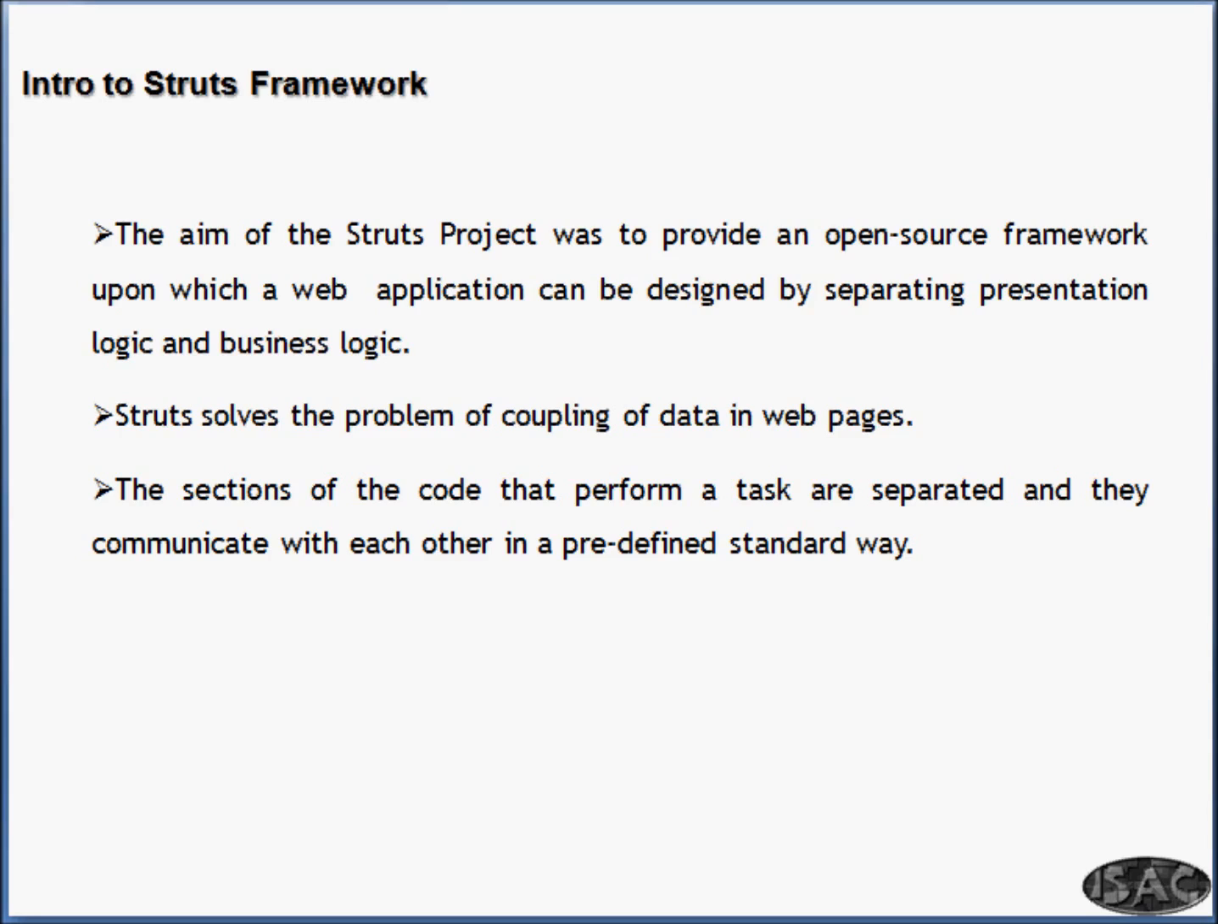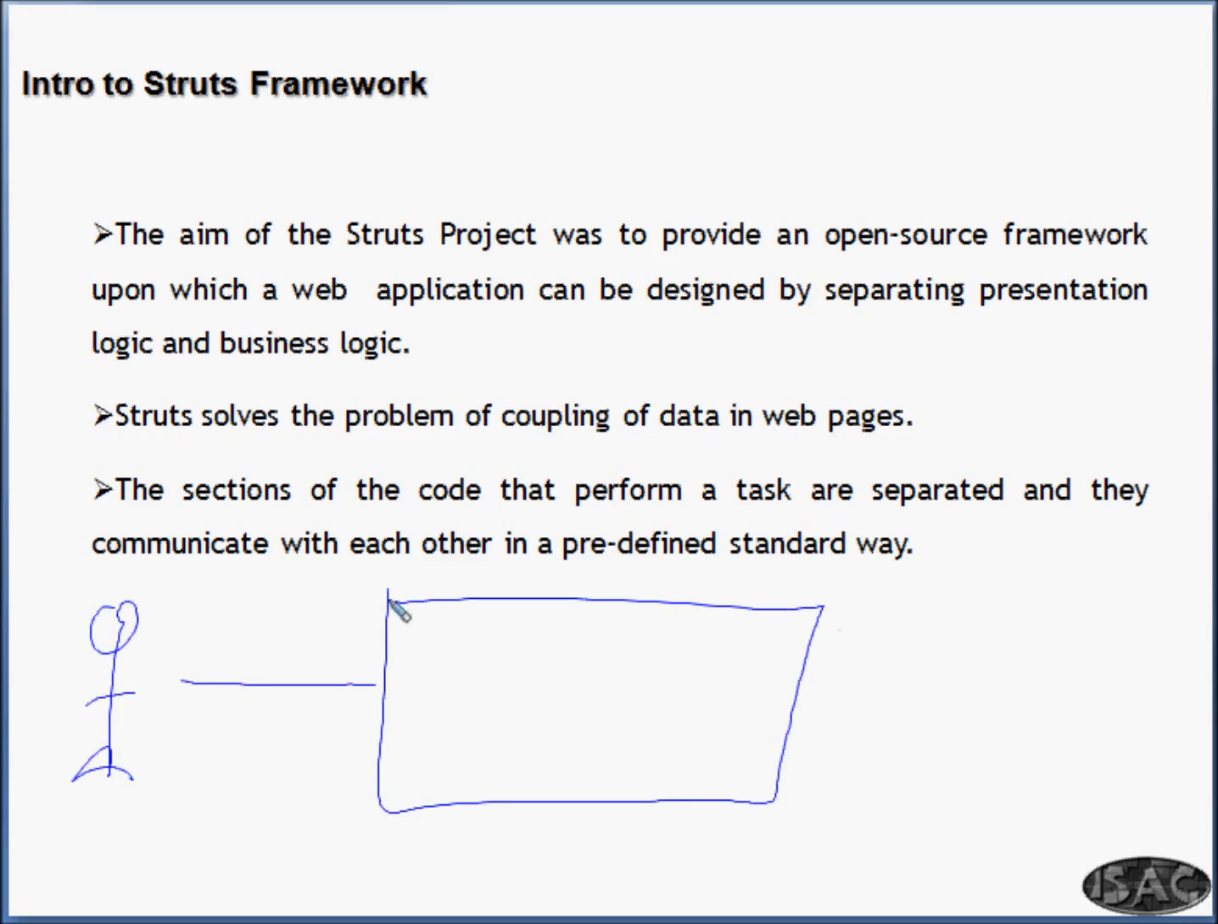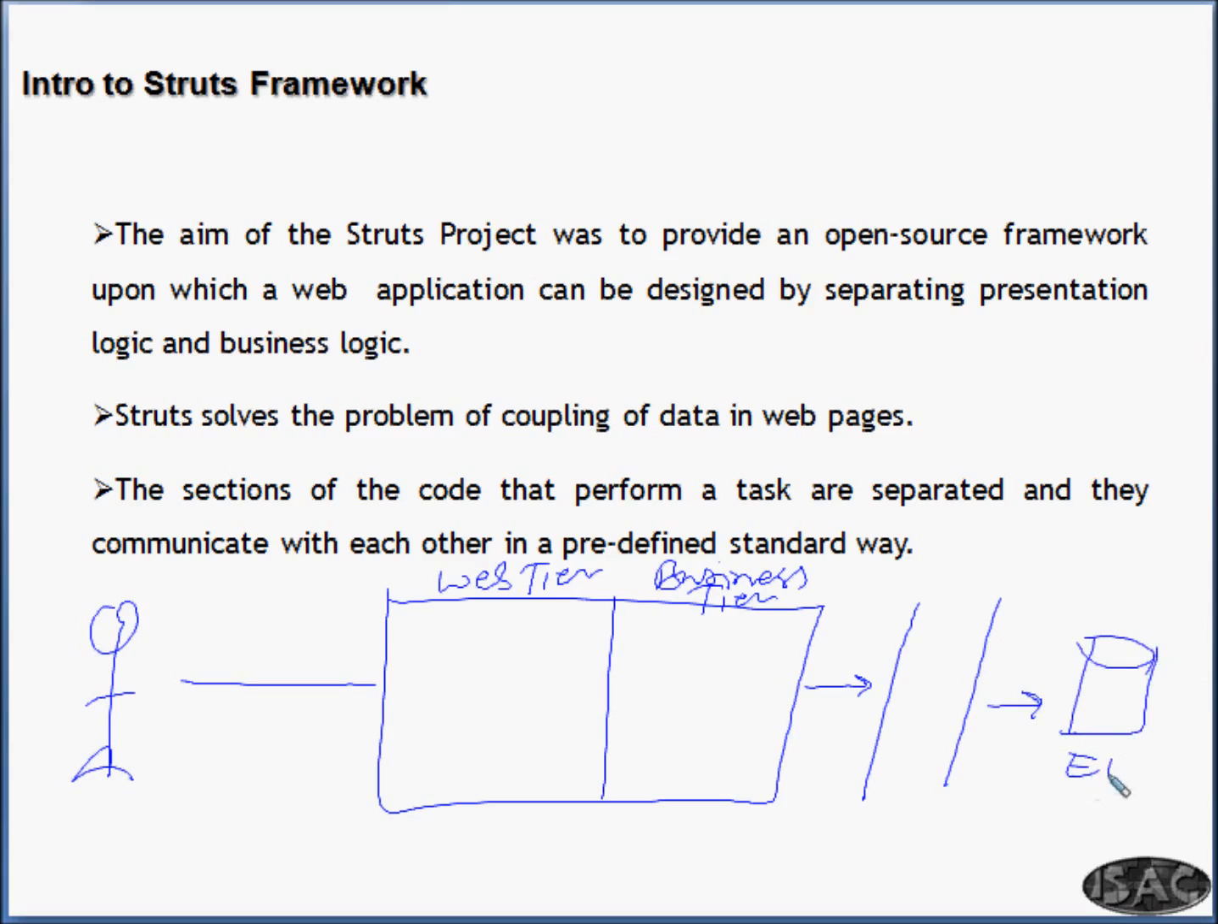As we know, let us say this is a client requesting to the server. Okay, on the server what we are having, we are having two things. Just one is the web tier, right? Second is the business tier, right? And third is the integration tier, right? And then fourth is an EIS tier, right?